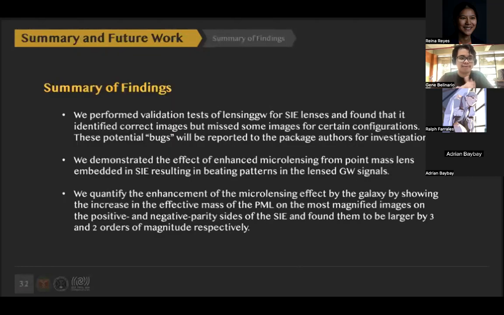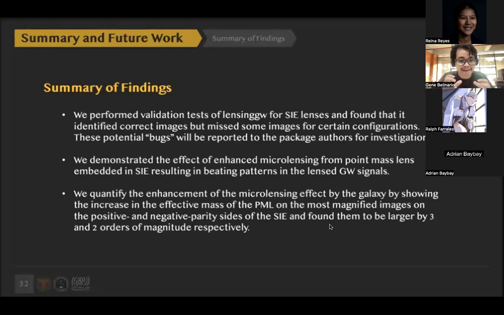So here we summarize our findings. First, on our validation test for lensing GWs, we found that yes, it identified the positions of the images, but it missed other images, especially for the first case where we consider the source position at 0, 0.1 rather. We will report these bugs. Actually, we've reported these bugs to the authors for possible investigation.